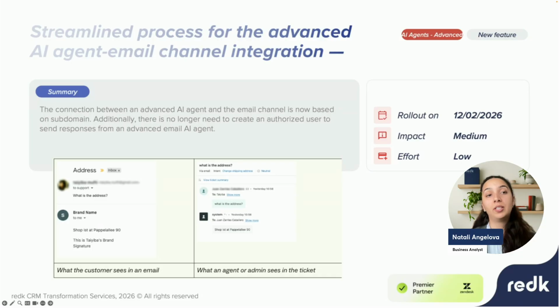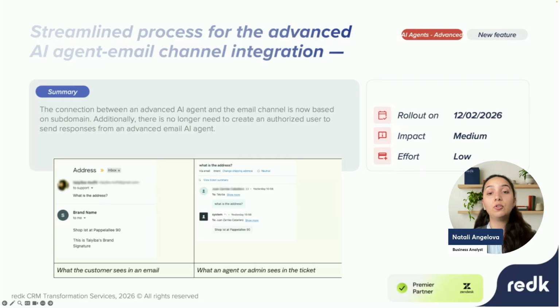Streamline processes for the advanced AI agent email channel integration. The connection between an advanced AI agent and the email channel is now based on subdomain. This means you can connect an advanced AI agent only to the production or sandbox subdomain of the environment it was created in. Additionally, you no longer need to create an authorized user to send responses from an advanced email AI agent. Going forward, advanced email AI agents use an internal system user to send emails in response to customers. This means that no agent seat needs to be utilized for an advanced email AI agent.